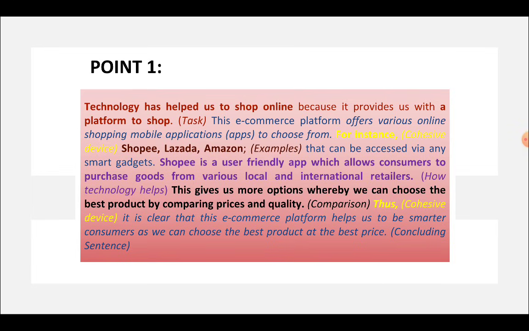So this is what the question wants you to highlight: how technology helps. So explain what do you mean. This gives us more options whereby we can choose the best product by comparing prices and quality. So wrap it up by using concluding sentence. Thus, it is clear that this e-commerce platform helps us to be smarter consumers as we can choose the best product at the best price.